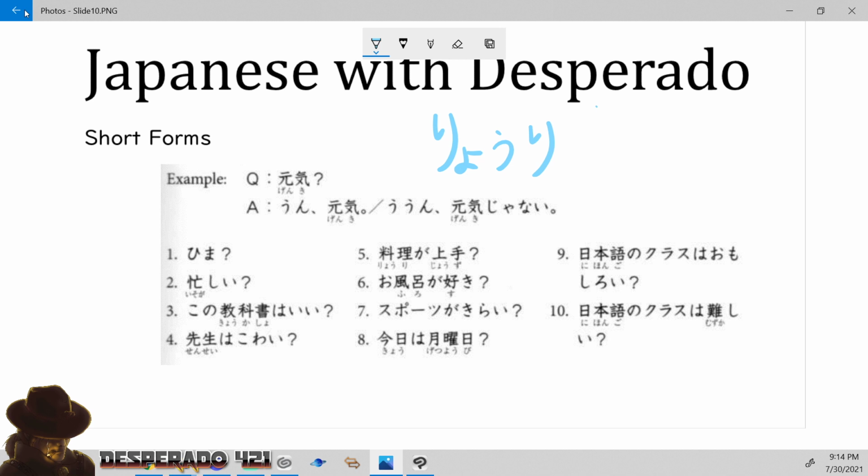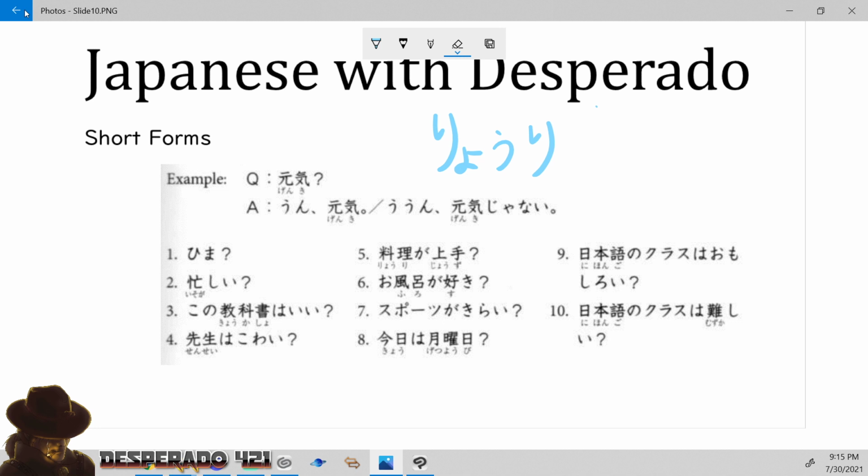That's "jozu." "Jozu" means you're good at it, or well. So "ryori wa jozu." "Ryori" is cooking, so are you good at cooking? So "ryori wa jozu." Is it the "jozu" I want? Yes. Very good.